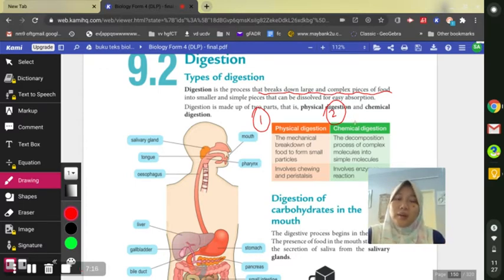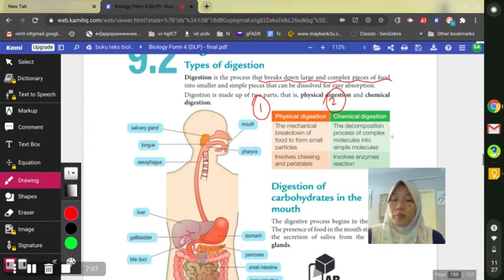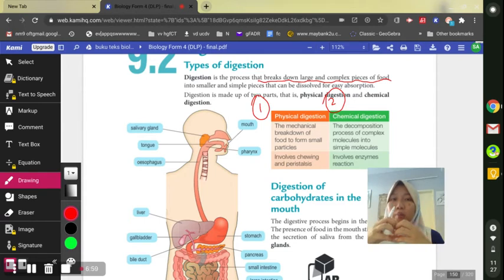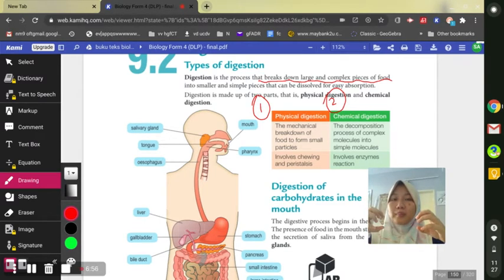The second part of digestion is chemical digestion. Chemical digestion means the decomposition. Compose means to bring together. Decompose means to break down. Decomposition of complex molecules into simpler molecules involving enzyme reactions. That is why it's called chemical digestion, because it involves chemical enzyme reactions. So those are the two types of digestion.